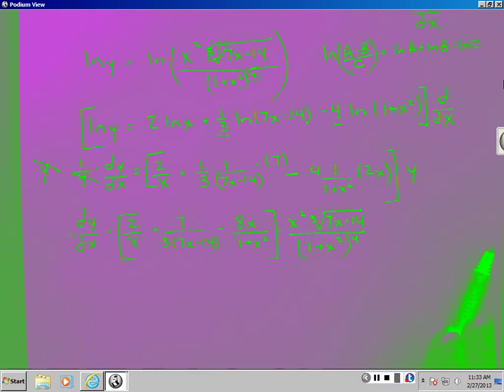Okay, thank you. So let's use this technique to show y equals x to the r, where r is a real number.